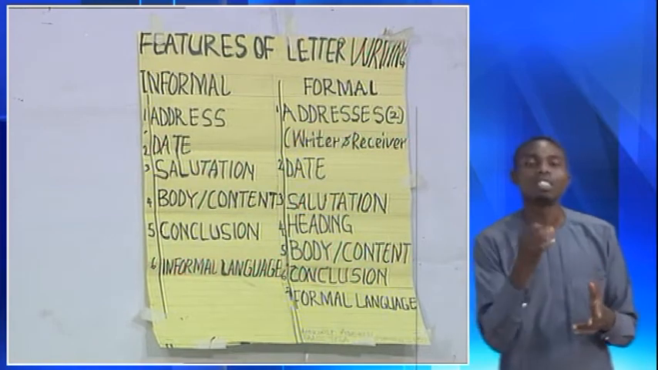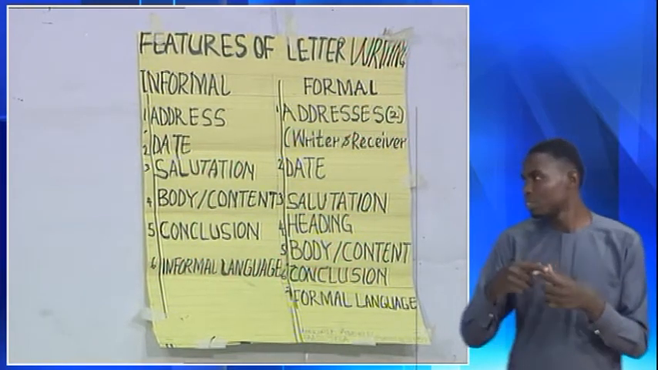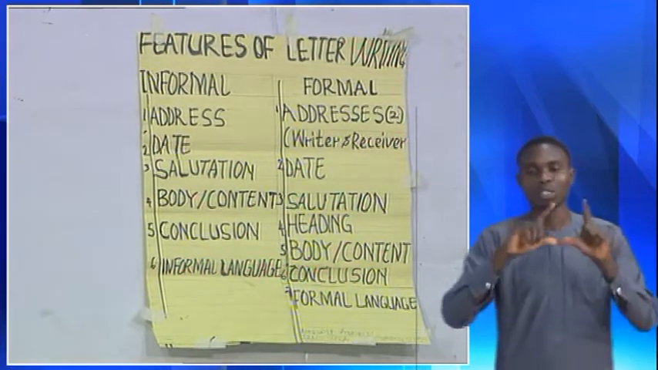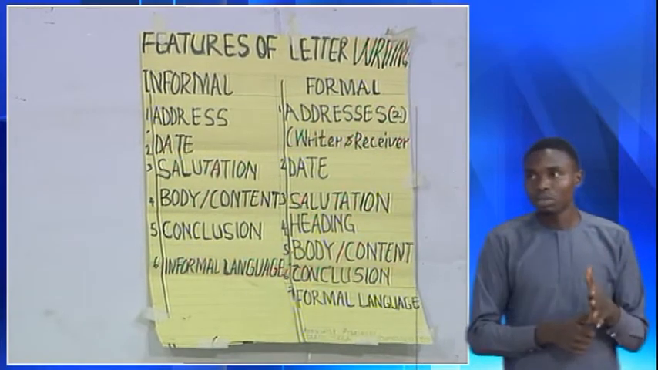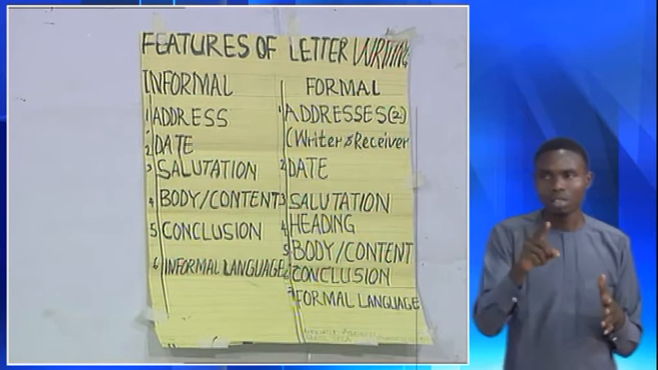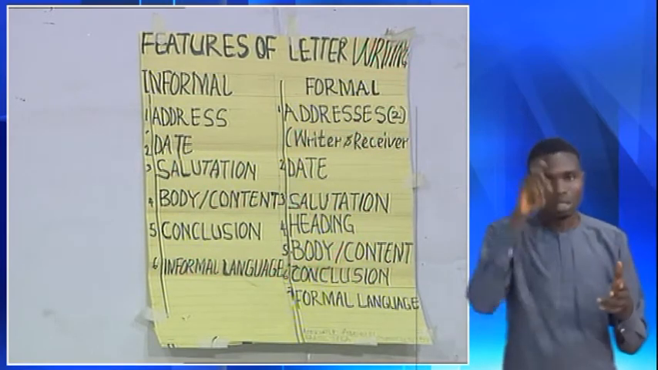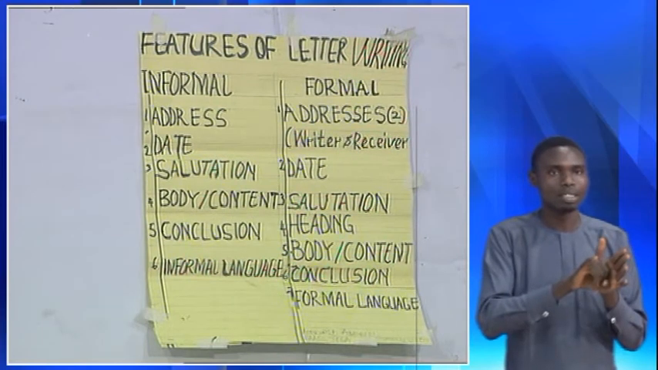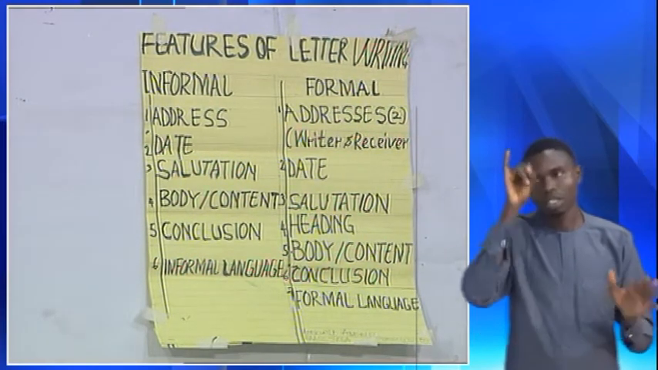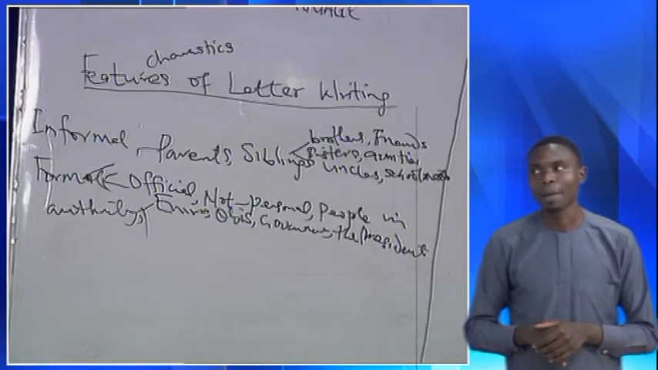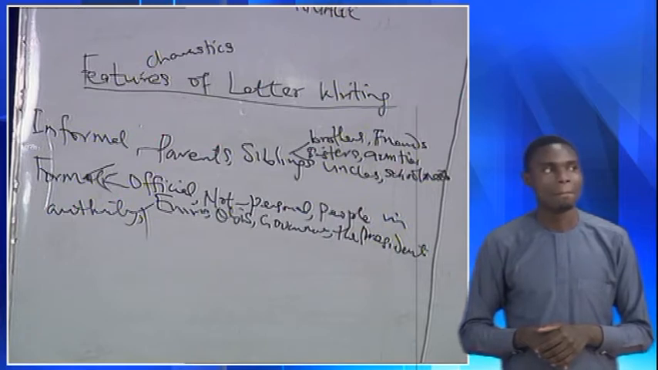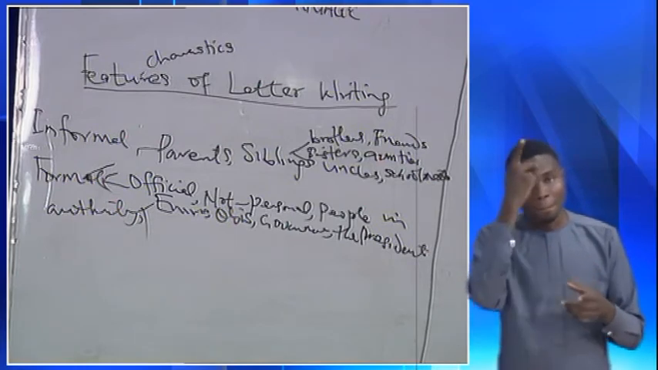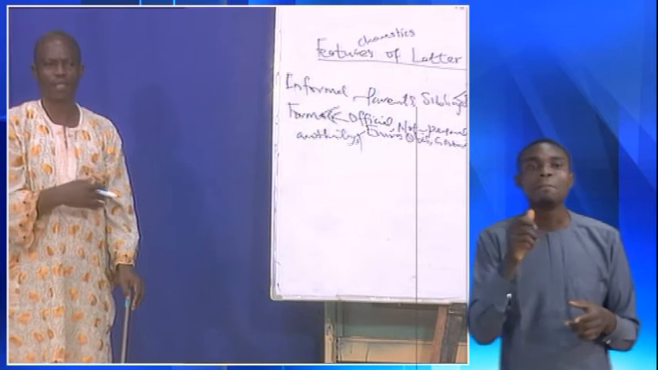Item 6 is what? Informal language. Under informal letter writing, the tone of your letter must indicate familiarity. That's why when you are writing an informal letter, it is not a crime to ask about your parents if you are writing to your brother at home, or to ask about your siblings if you are writing to your parents, or when you are writing to your uncle, it's not a crime to ask about his family members.